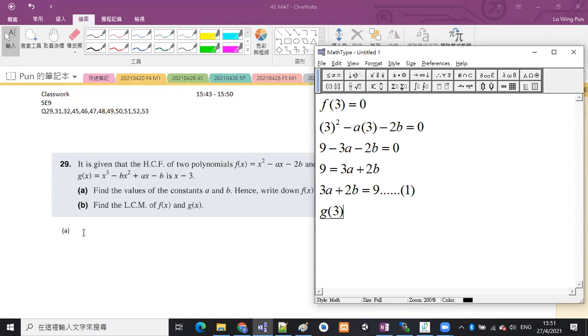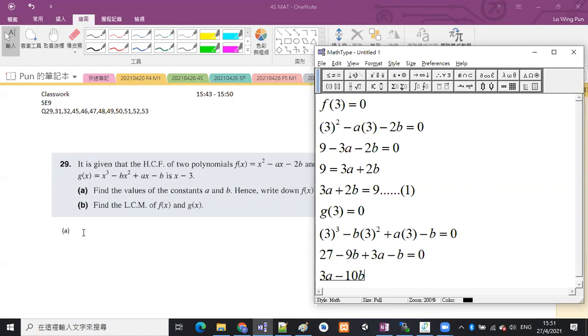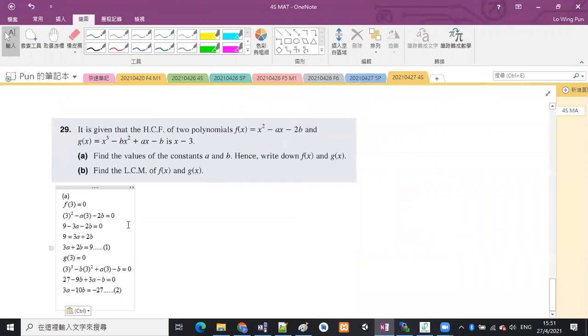And we also have g3 to be equal to 0, right? So we have 3 cubed minus b3 squared plus a3 minus b equals 0. So we have 27 minus 9b plus 3a minus b equals 0. Okay, so we have 3a minus 10b is equal to negative 27. And label this to be equation 2. Okay, so we have equation 1, equation 2.